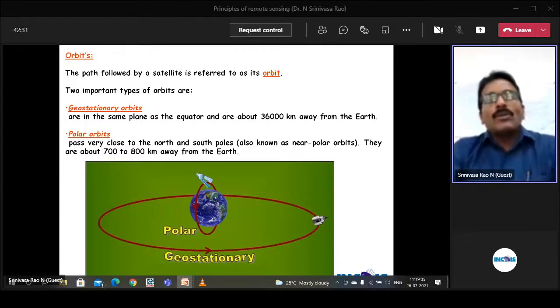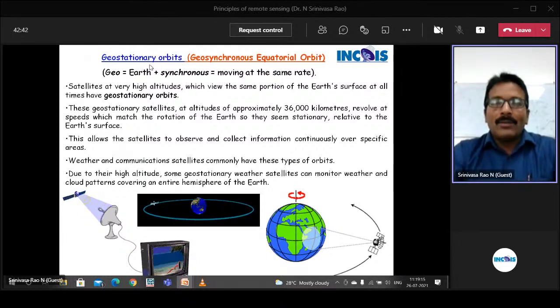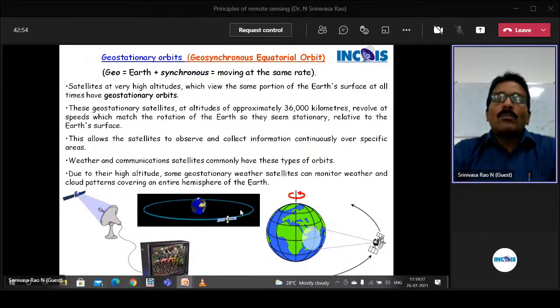Now we will go into details. Geostationary orbits. Why do we call it geostationary? Geo means earth. Stationary means not moving at all, fixed. If you place our satellite at 36,000 kilometers height, what we feel is that the satellite is not moving at all.